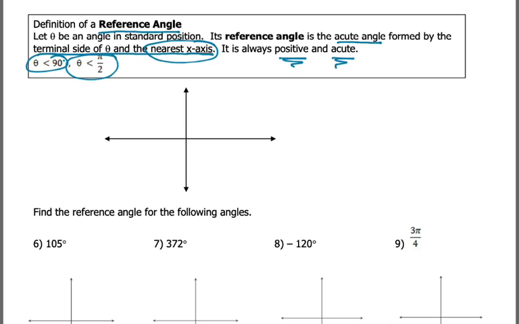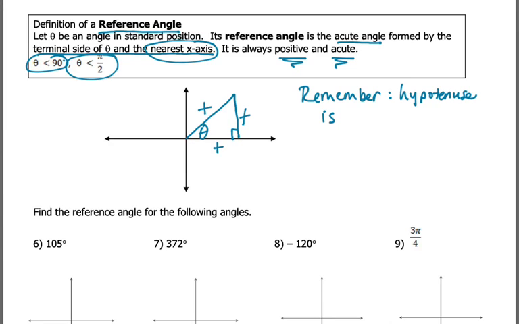All right, so for example, if we have an angle in quadrant 1, this would be our triangle that we're going to form. This is our reference angle, theta, right here. Y's are positive in this quadrant. X's are positive in this quadrant. The hypotenuse is always positive. I'm going to remind us of that right here. Remember, hypotenuse is always positive.